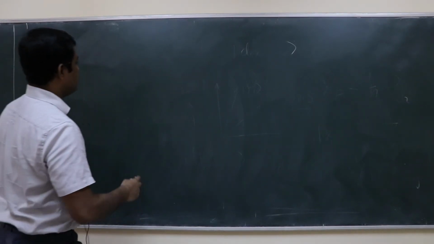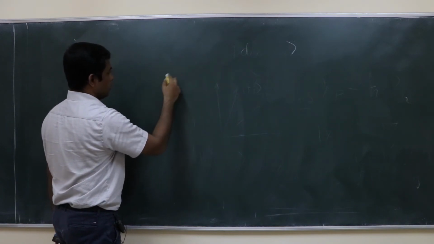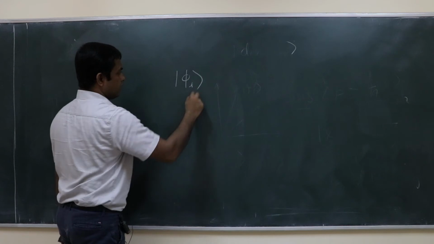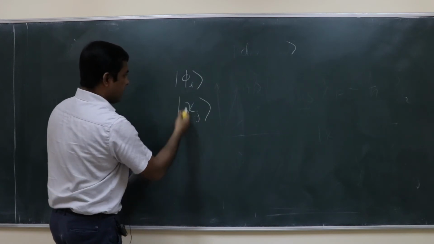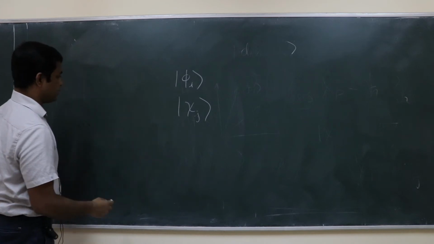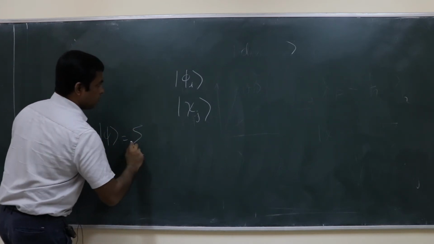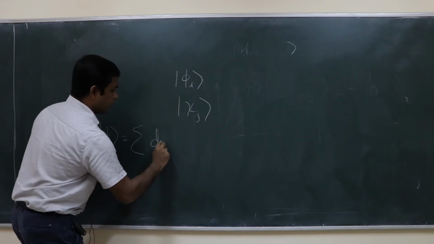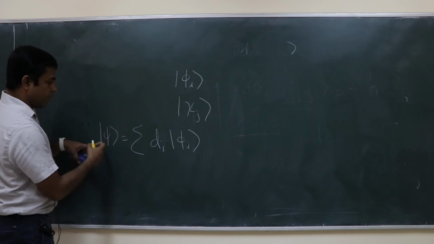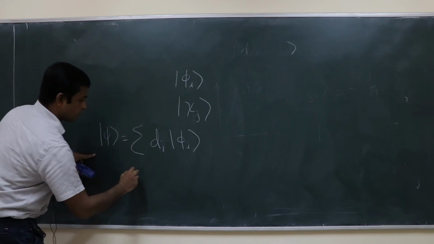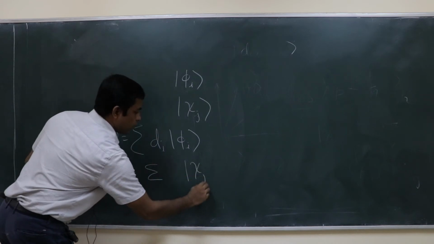So now I have two vectors, basically two basis vectors, ket phi i and ket chi j. They are different basis vectors in n dimension. So I am taking any general vector psi, and expanding it in ket phi i, so sum of c_i ket phi i. Obviously the same vector I can represent in the ket chi j also.